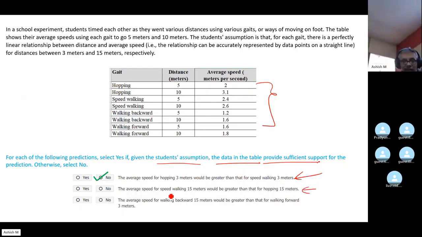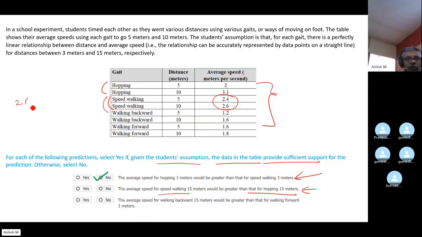The average speed for speed walking 15 meters would be greater than average speed for hopping 15 meters. All right. Again, same thing. Can you tell me, since there's a linear relationship, what is the increase in average speed per meter of speed walking?